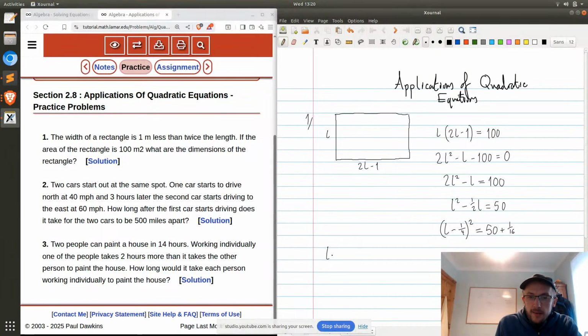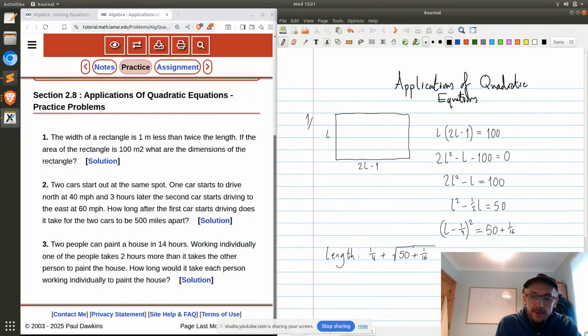So the length of the rectangle is 1/4 plus the square root of 50 and 1/16. We do not need to consider the negative square root because that doesn't make any physical sense.